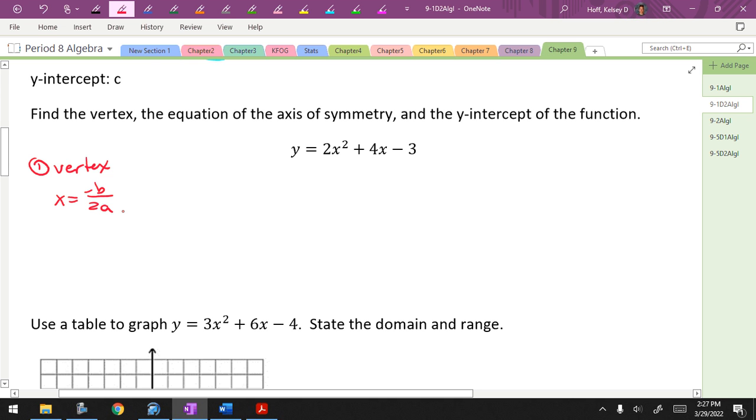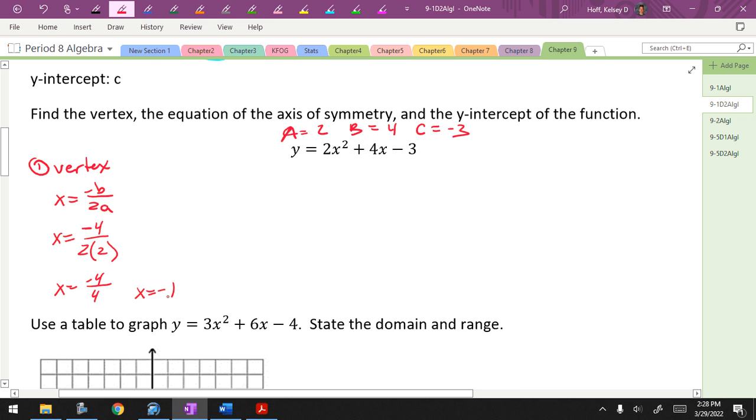You guys got in a really good habit yesterday. Let's not stop that. What is a in this equation? 2. B is 4, and c is negative 3. Okay? X equals, what's negative b? Negative 4 over 2 times 2. So negative 4 over 4, or in other words, x equals negative 1.